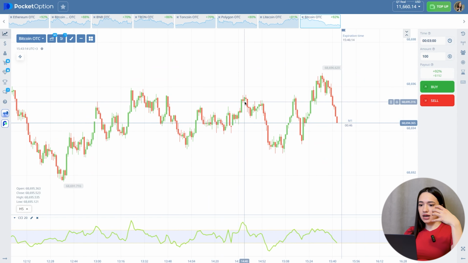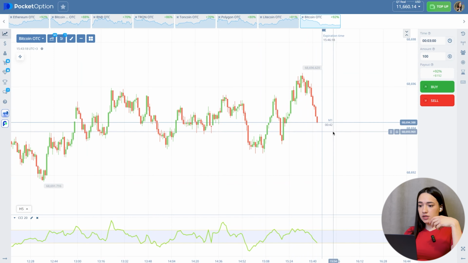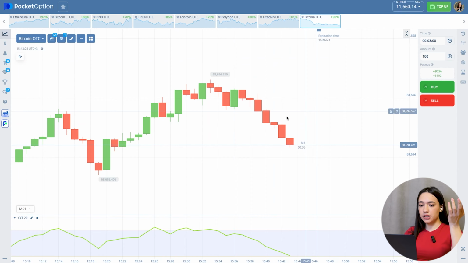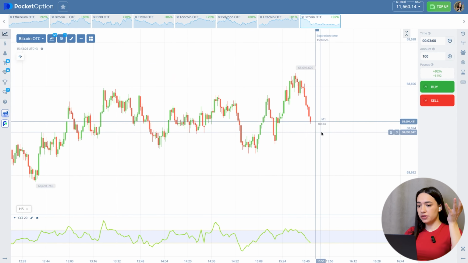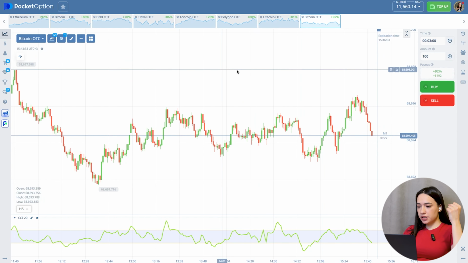And CCI showed us a reversal, and then on the smaller time frame and with the smaller settings period, we selected the entry point. So that's how it worked out. And let's analyze one more entry point.